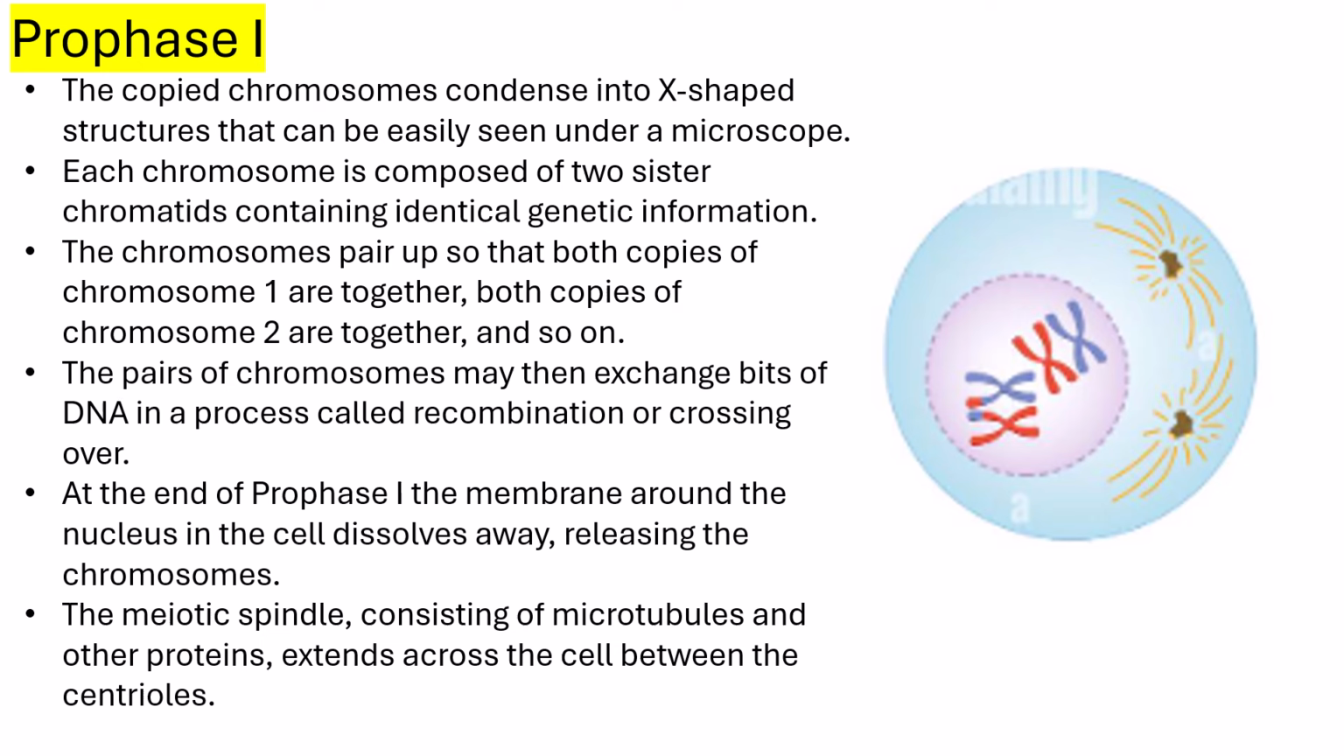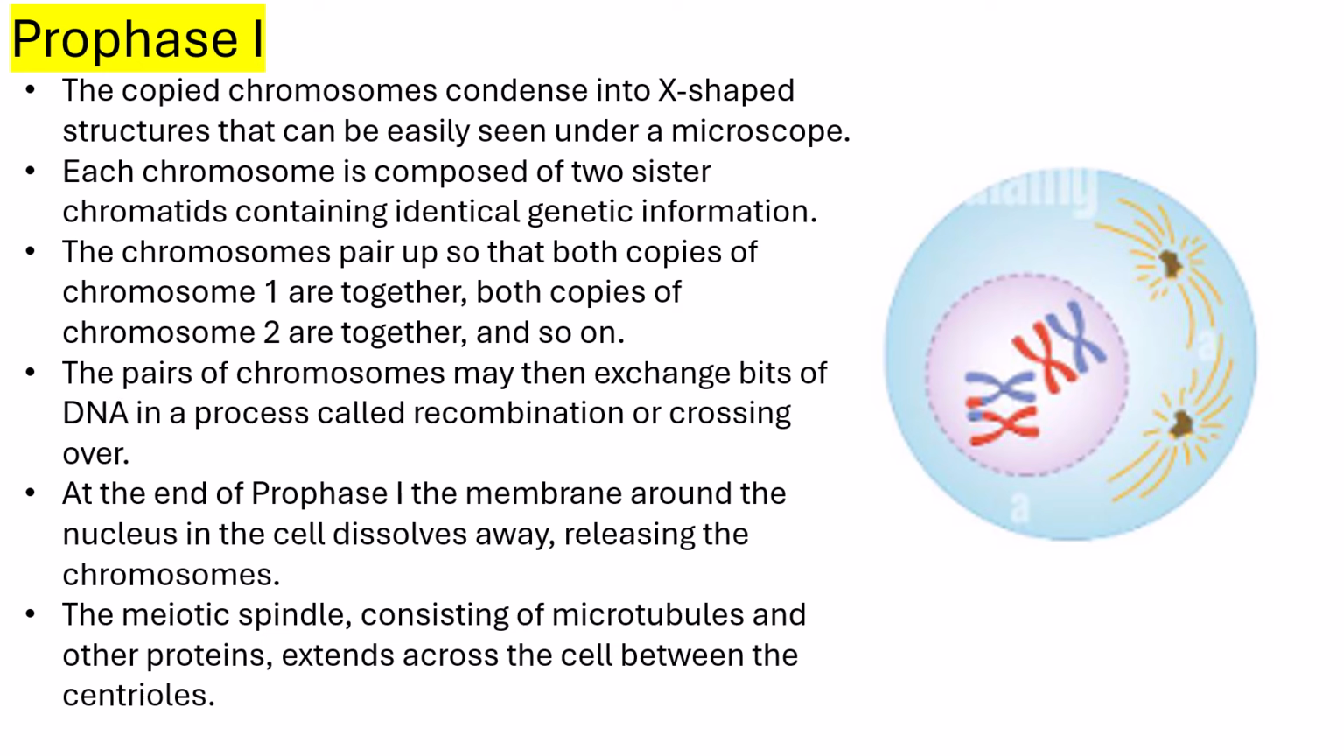All right. At the end of prophase I, the membrane around the nucleus in the cell dissolves. So this nucleus is going to dissolve away, releasing the chromosomes. The chromosomes will be set free after recombination. The meiotic spindle, consisting of microtubules and other proteins, extends across the cell between the centrioles.